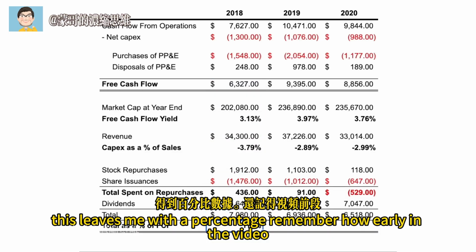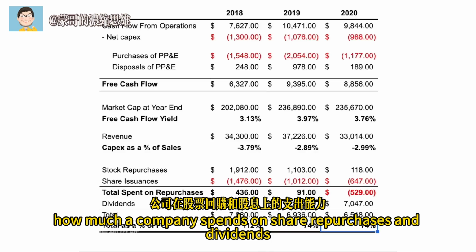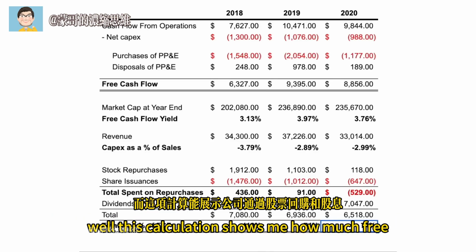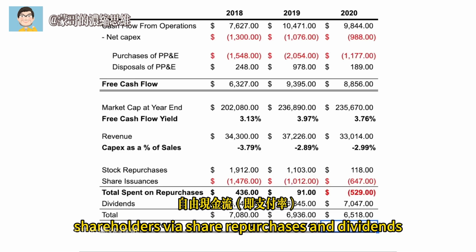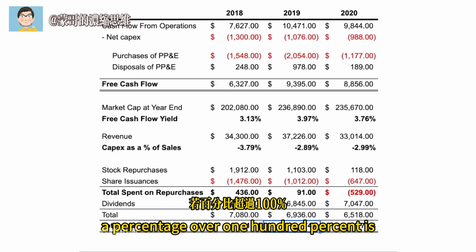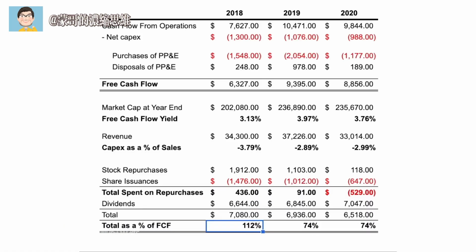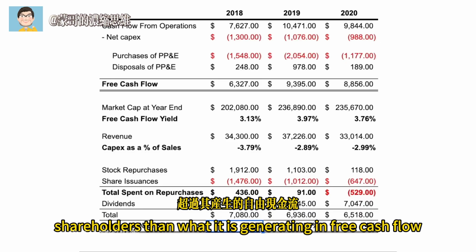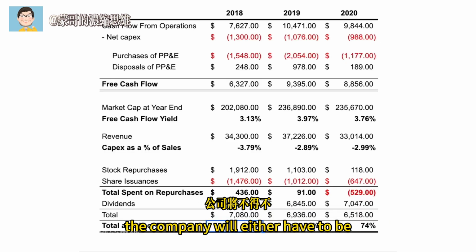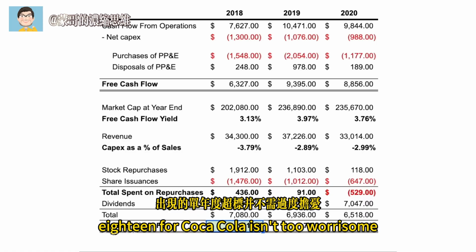Remember how early in the video I said free cash flow is my favorite metric because it shows how much a company spends on share repurchases and dividends? Well, this calculation shows me how much free cash flow a company is paying out to its shareholders via share repurchases and dividends. A percentage over 100% is considered unsustainable over a long period of time. This is because if a company is paying out more to shareholders than what it is generating in free cash flow, the company will either have to be issuing debt or depleting its cash. However, seeing it in 1 year like in 2018 for Coca-Cola isn't too worrisome.